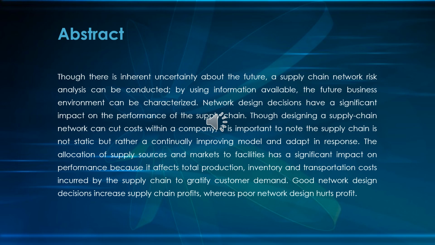Though designing a supply chain network can cut costs within a company, it is important to note the supply chain is not static but rather a continually improving model and adapts in response. The allocation of supply sources and markets to facilities has a significant impact on performance because it affects total production, inventory and transportation costs incurred by the supply chain to gratify customer demand. Good network design decisions increase supply chain profits, whereas poor network design hurts profit.